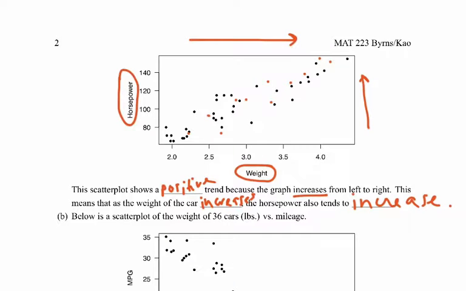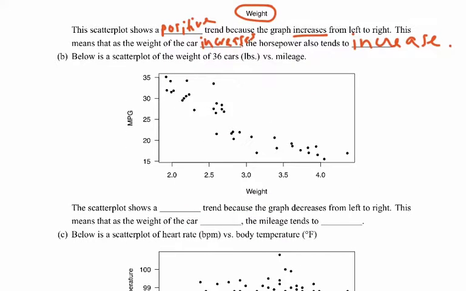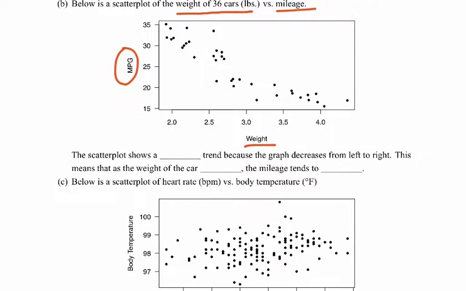Let's take a look at another example. So we have the scatter plot of the weight of 36 cars versus their mileage. So we're looking at the weights as the independent variable and the mileage as the dependent variable. And mileage is also thought of as MPG, or miles per gallon. So what is the trend this time? As we look at the graph from left to right, as the weight increases, what is the trend generally in the miles per gallon? And hopefully you see that it's going down.